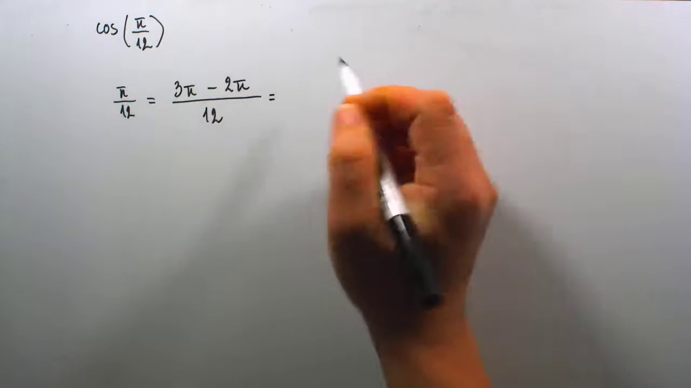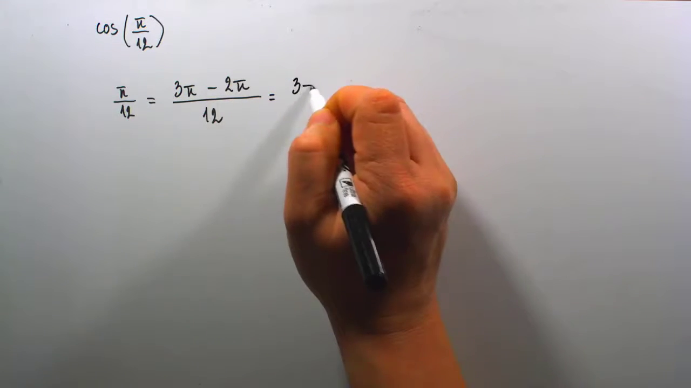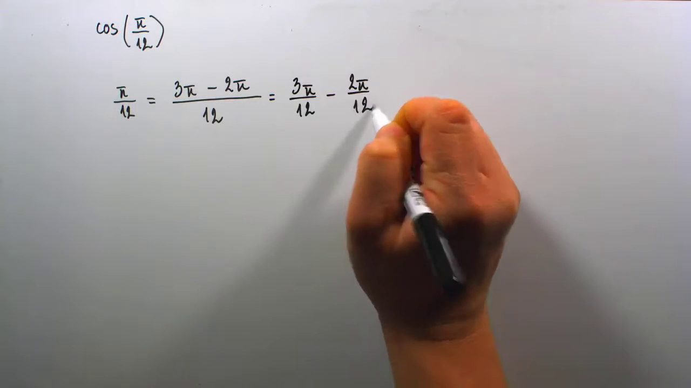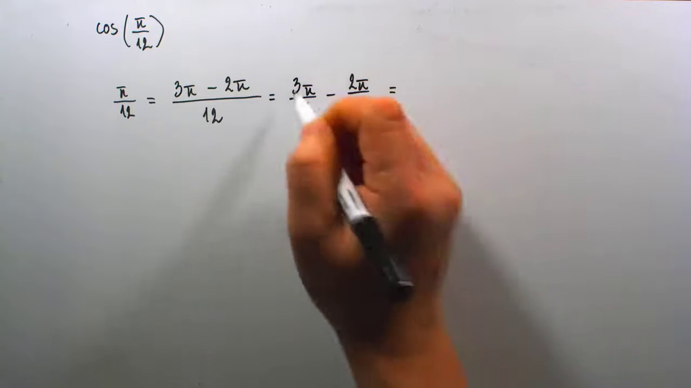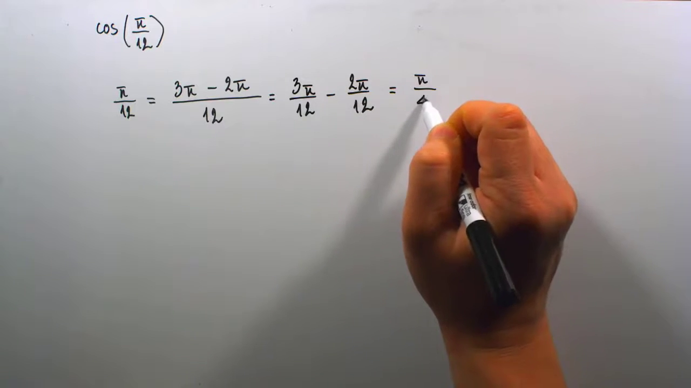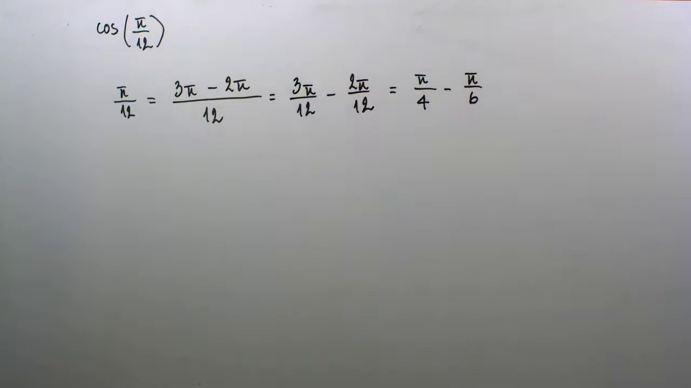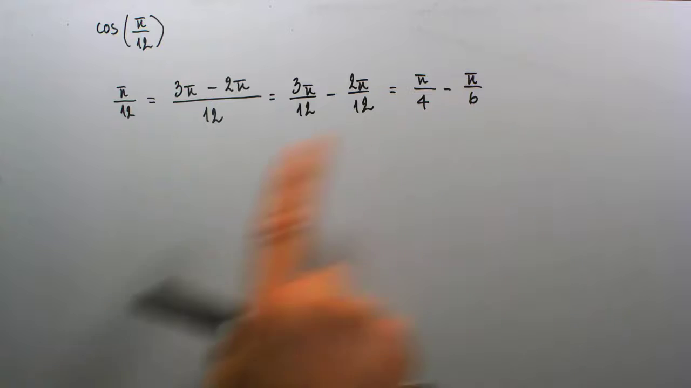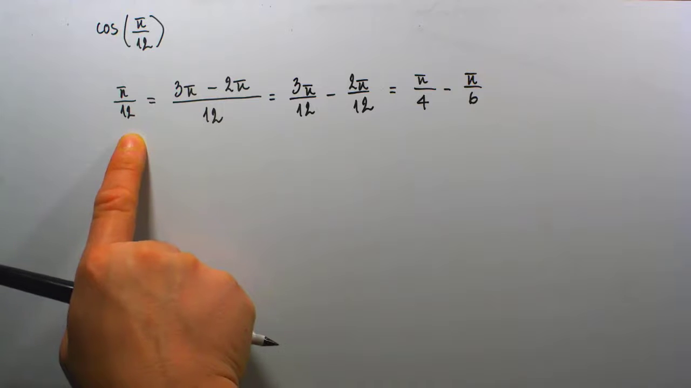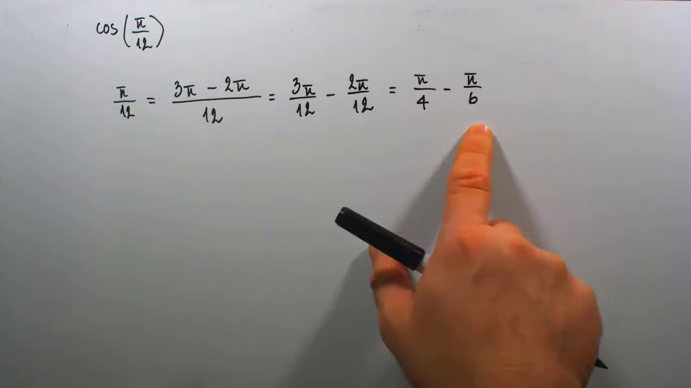And so with the rules of algebra, we can break that entire fraction into two terms. That's 3 pi over 12 minus 2 pi over 12. And each of these terms reduces down: the first one becomes pi over 4, and the next one becomes pi over 6. And so now what we have done is expressed the angle pi over 12, which is from the beginning not a common angle, as a difference of two known angles on the unit circle.